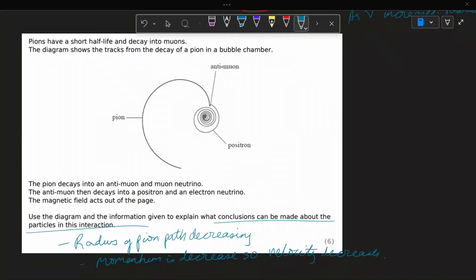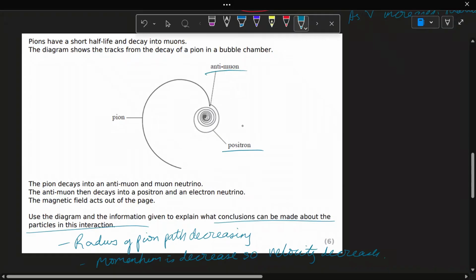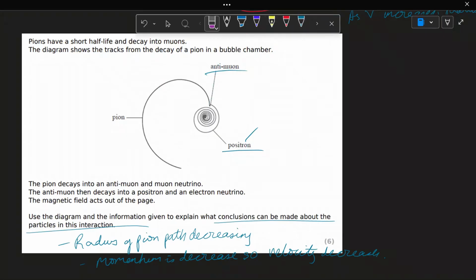We can also compare the radii of the positron and the antimuon. So positron has a much smaller radius. If you imagine the antimuon, since it's looking kind of like a straight line, has a really large radius. It's going to move something like this. So it has a huge radius. So positron, lower radius, or smaller radius rather.